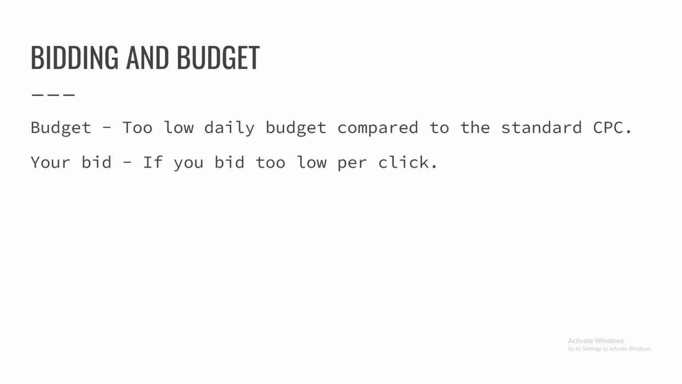The number 3 issue is about bidding, because at times you realize that your bid may be too low or your budget may be too low. So if you have a very low bid, Google is not going to show you ads, and the same if you have a very low budget.